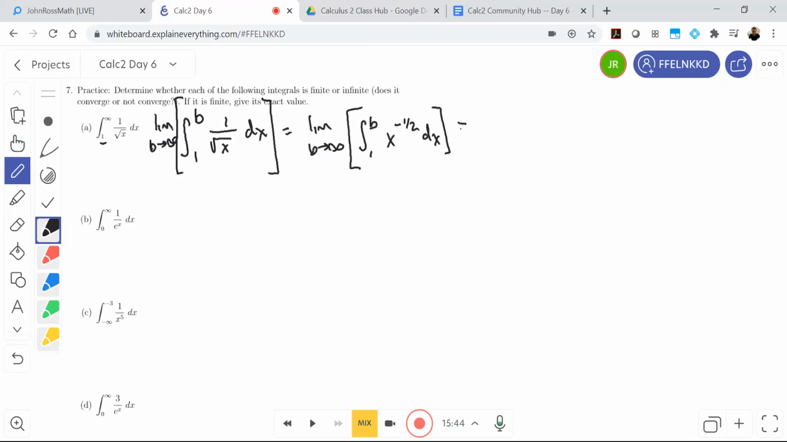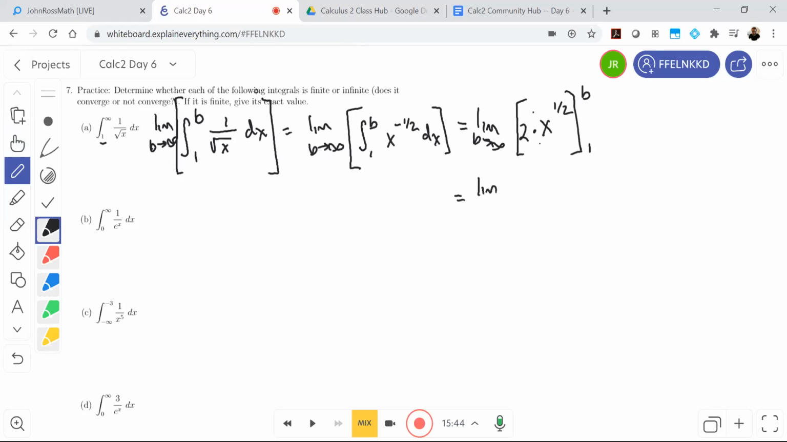And that just becomes, what? That becomes x to the positive 1/2, yeah, negative 1/2 plus 1. So we get x to the positive 1/2 divided by positive 1/2, aka multiplied by 2. And we're evaluating that from 1 to b.